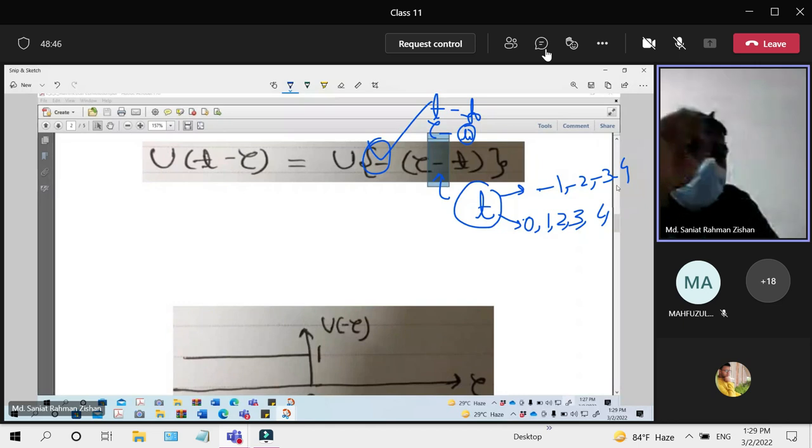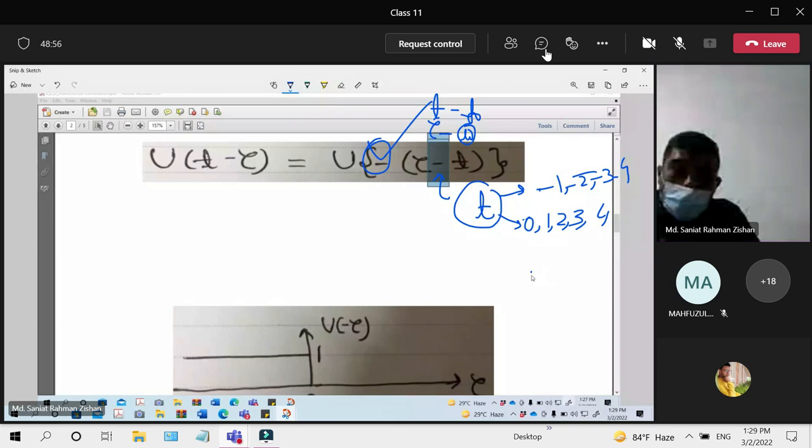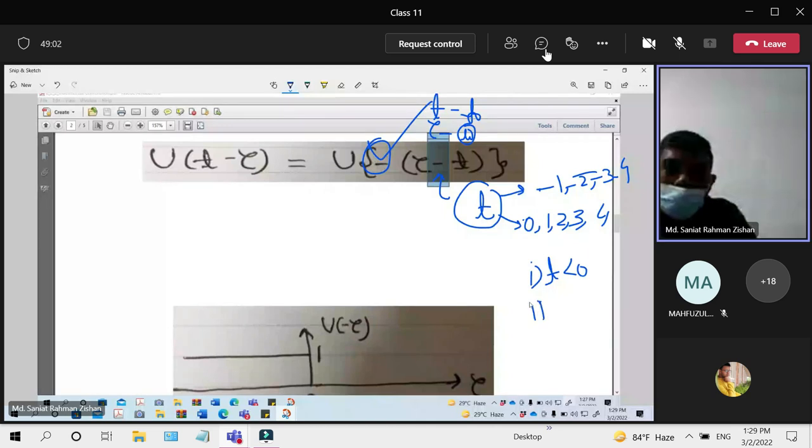This is the last 10%. That was the change here. T is not given. T can be anything. So we need to consider both cases while performing the shifting operation. Once I'll be assuming t is less than 0, and again I'll be assuming t is greater or equal to 0.